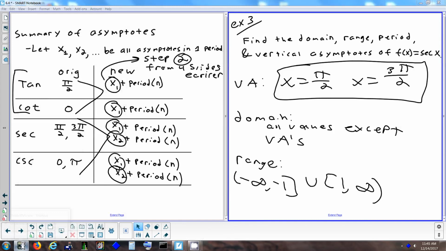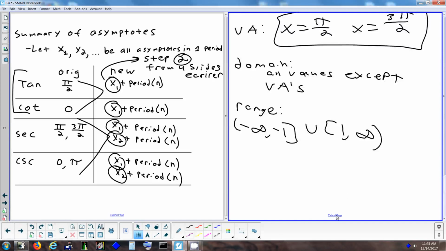What else do they want? Period. Okay. What's the formula to find the period for a secant function?